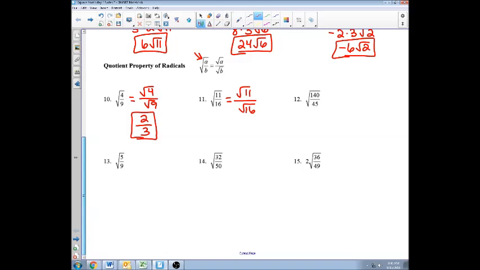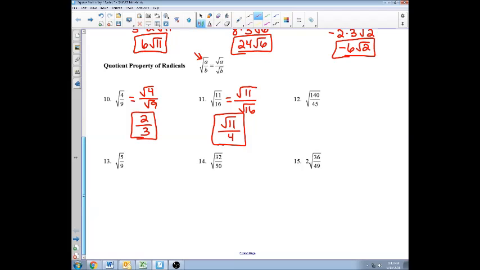Is 11 a perfect square? If I type the square root of 11 into my calculator, does it come out to a whole number? Well, it will not. So I'm going to keep that as the square root of 11. The square root of 16 is 4. And so I am done.